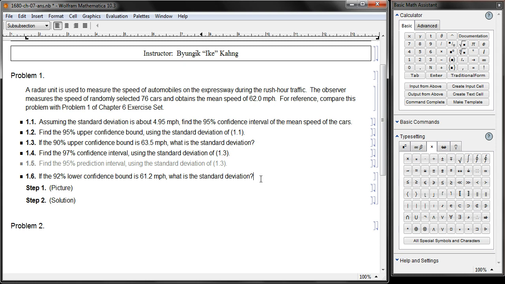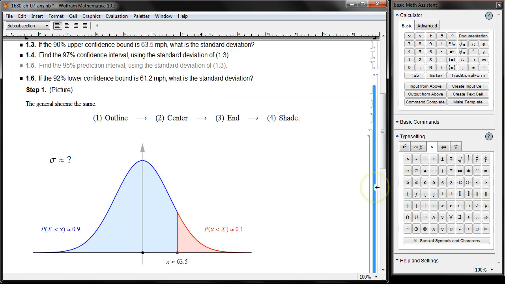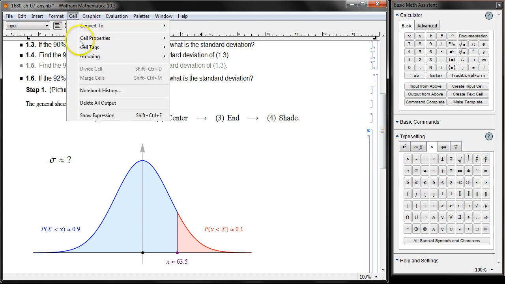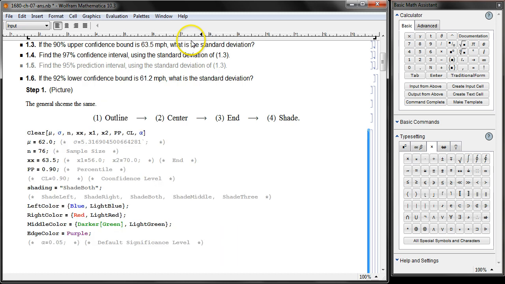Okay, on the spot I change like this. The 92% lower confidence bound is 61.2 miles per hour. What is the standard deviation? Very similar to 1.3, except that this is a lower confidence bound and some other numbers. The initial picture, of course, is not right. I have to correct it. We have to have the lower confidence bound, and this should be 61.2.